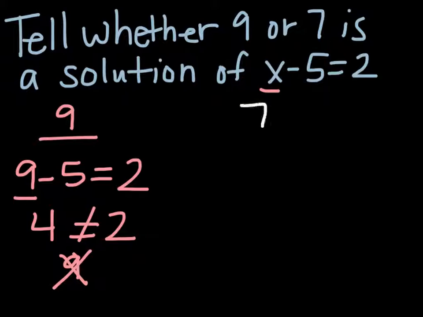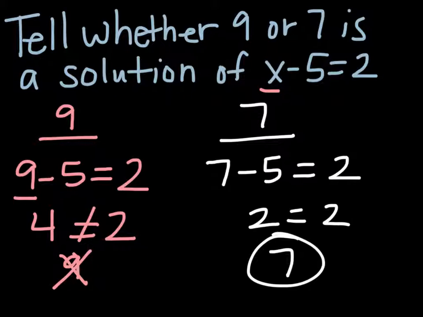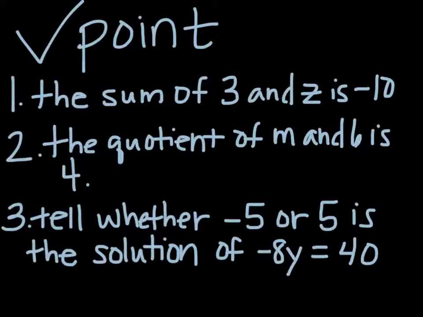Let's try 7. Once again, we'll simply substitute in the 7 for the x. 7 minus 5 equals 2. 7 minus 5 is 2. 2 equals 2. So 7 is our solution. Now try these first two ideas on your own. For numbers 1 and 2, write the verbal sentence as an equation. For problem 3, check for possible solutions.